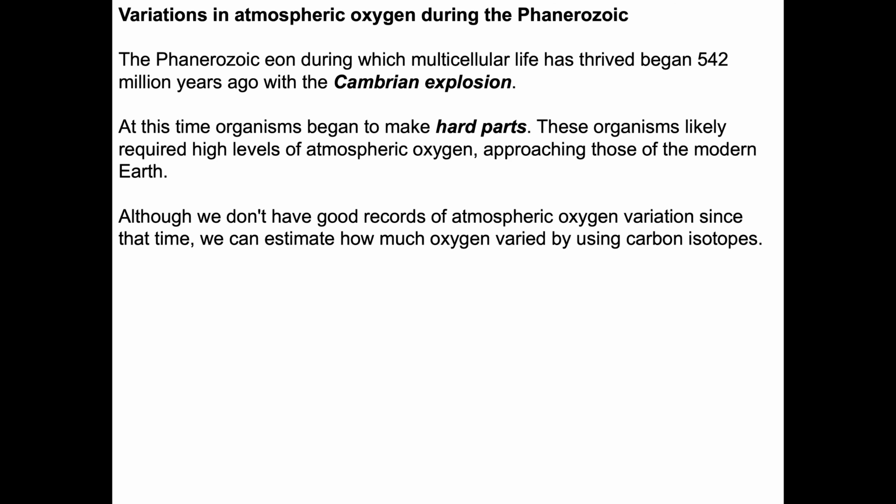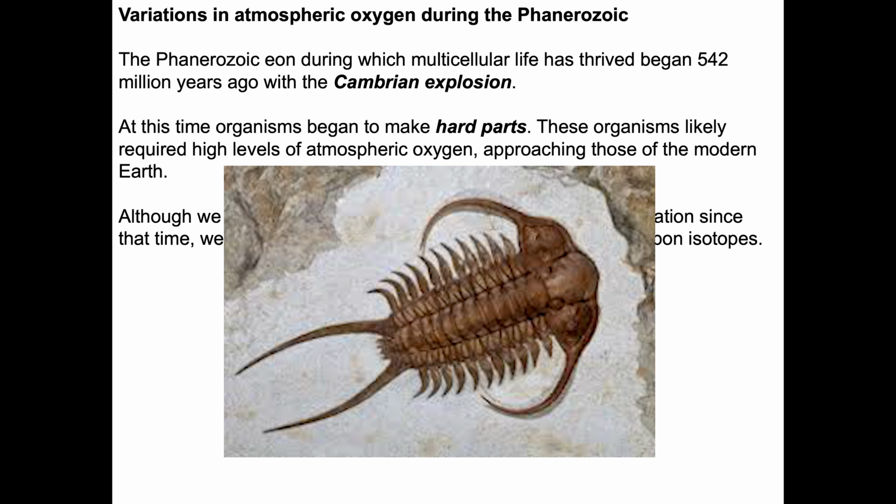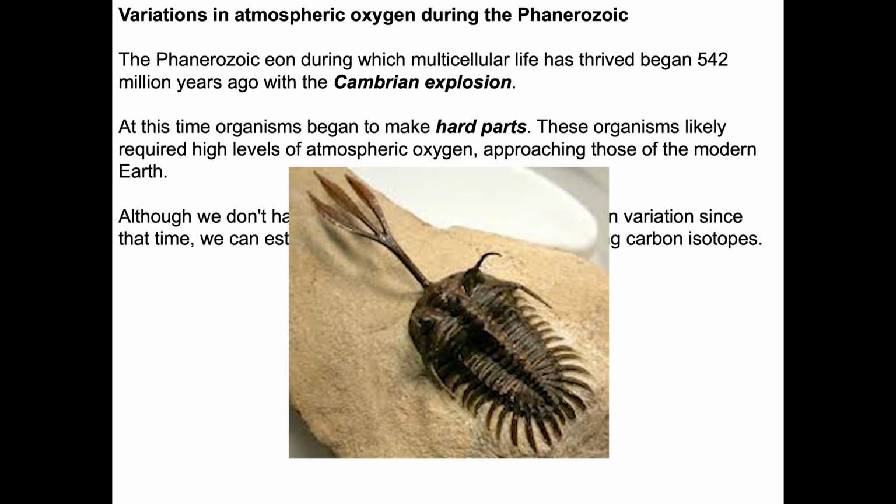When we talk about variability in oxygen, our best record of variability in atmospheric oxygen comes from the Phanerozoic. A little closer to the modern world, things are better preserved, and there's more of those things that are better preserved. The Phanerozoic eon, during which multicellular life thrived, began 542 million years ago with the Cambrian explosion. And this is a time that animals began to make hard parts. This is one of the reasons we see this explosion of life during the Cambrian. Animals started making parts that would be easily preserved.